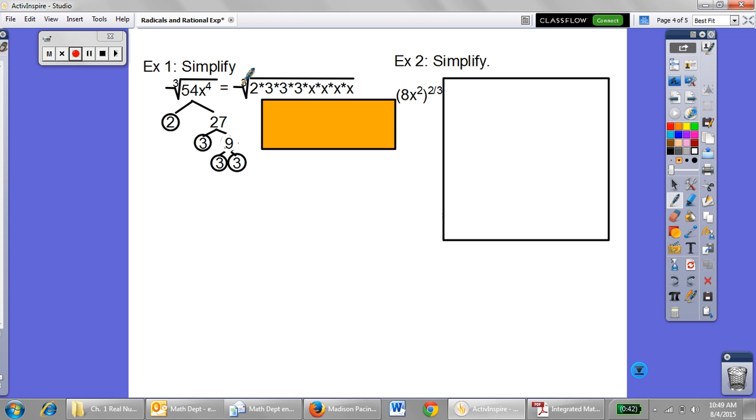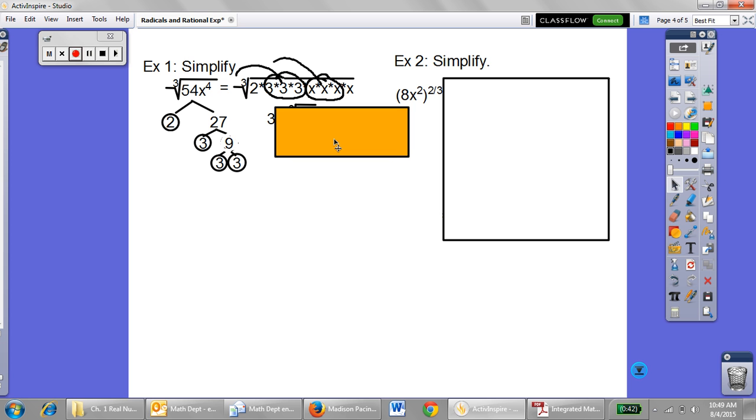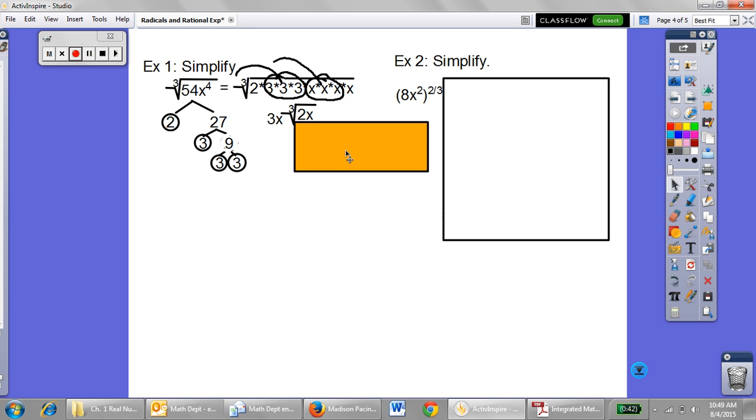Now we're looking for the cube root, so I need to circle 3. So there's a group of 3 here, so I know the 3 can come out. And I can circle 3 x's, so I know an x can come out. So I have a 3 on the outside, an x on the outside, and then the cube root of what's left over. In this case, there's a 2 left on the inside without another group, and also this x. So this is my final answer.